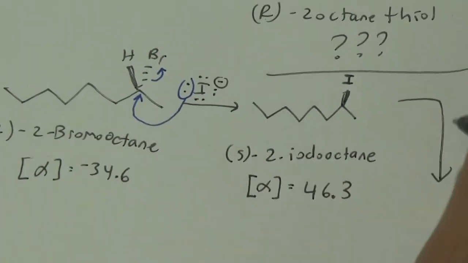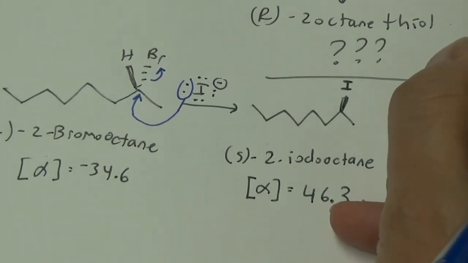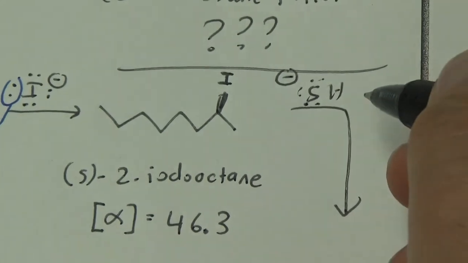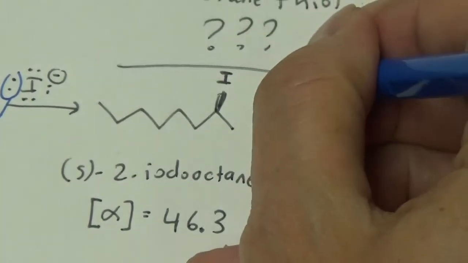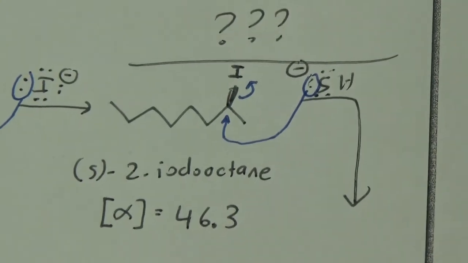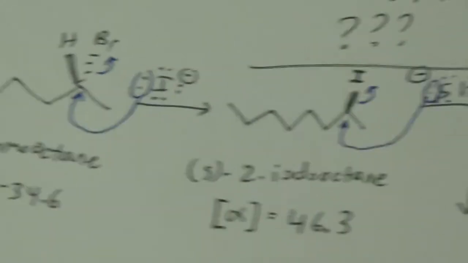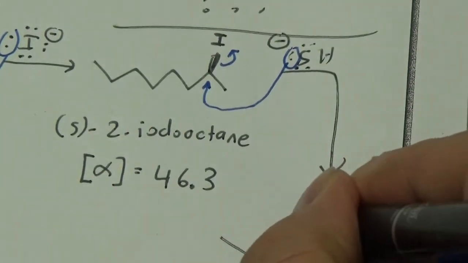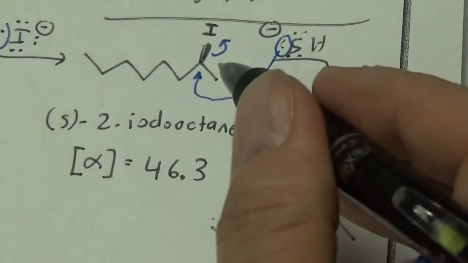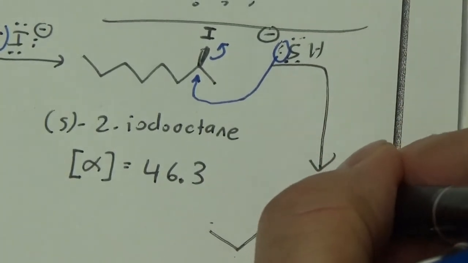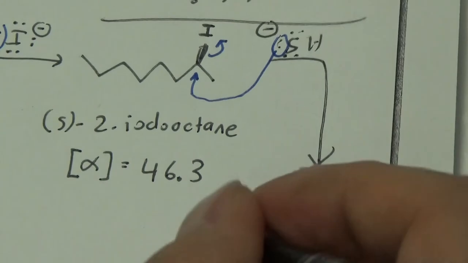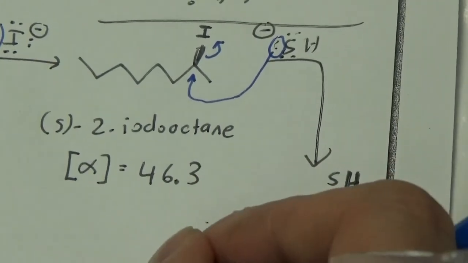Okay, and now we went from R to S, now we go back to R. SH minus. So here we go, there's our thiolate, SH minus. And what's it going to do? Circle lone pair, attack, flip over. And now we went from R to S back to R. One, two, three, four, five, six, seven, eight. Now where's the sulfur? Is it towards us or away? It's away. And I'm skipping that hydrogen on the carbon because you don't need to draw it every time. Okay, and now this molecule is called R-2-octanethiol.